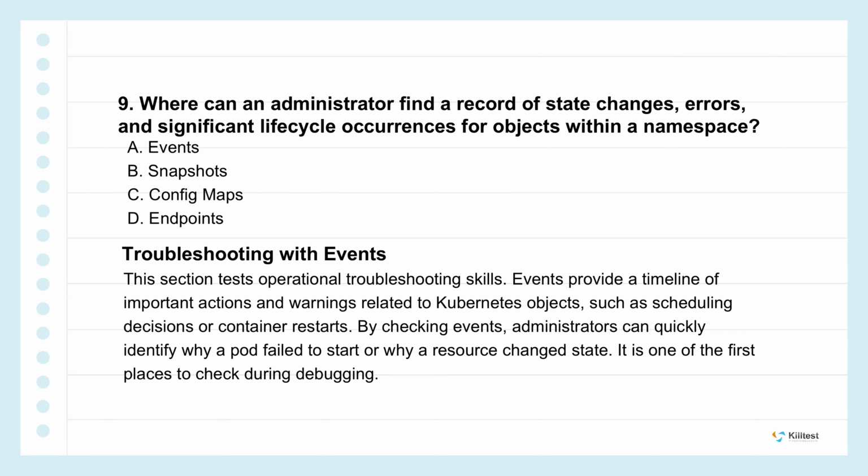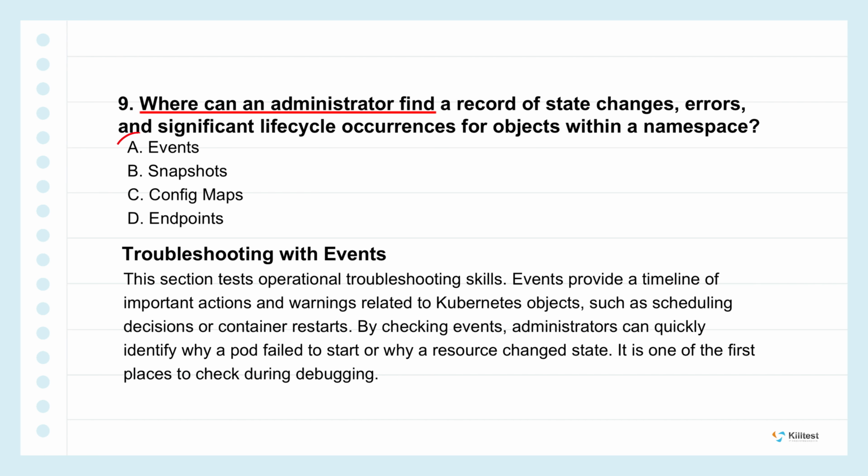This is the tool you need when everything goes wrong. Where can an administrator find a record of state changes, errors, and significant lifecycle occurrences for objects within a namespace? Also known as the flight recorder. Options are A, events. B, snapshots, C, config maps, D, endpoints. The answer is A, events.